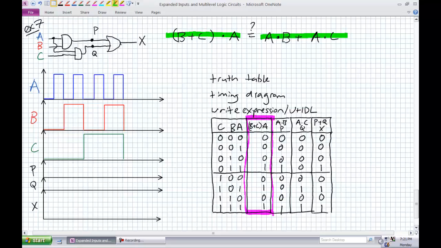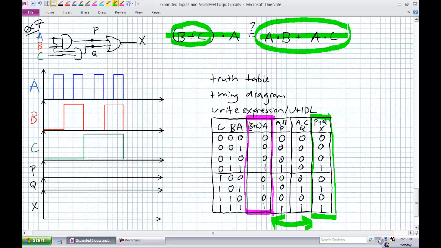Does our result that we obtained match this? It does. It's thereby proving the distributive property. I can write it either way. I can write this expression as B or C, in parentheses, ANDed with A, or I can write it as A and B, or A and C, which uses fewer gates.